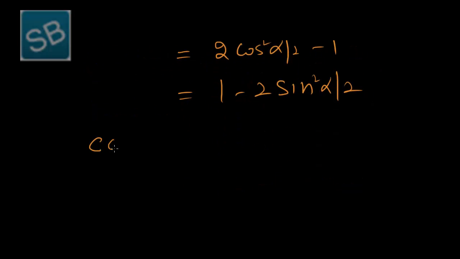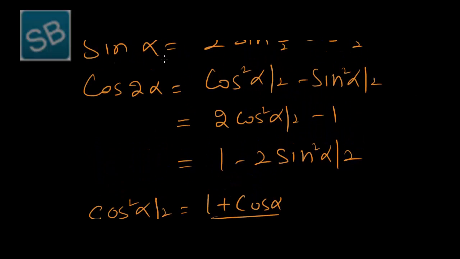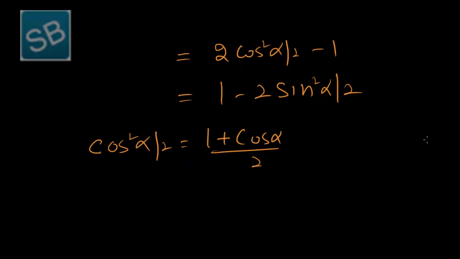Also, if we have to find the value of cos square alpha by 2, we will find it by (1 plus cos alpha) over 2. Sorry, here we have to replace cos 2 alpha by cos alpha, as we said, we will replace 2 alpha by alpha. So make it correct. And also sin square alpha by 2 is equal to (1 minus cos alpha) over 2.